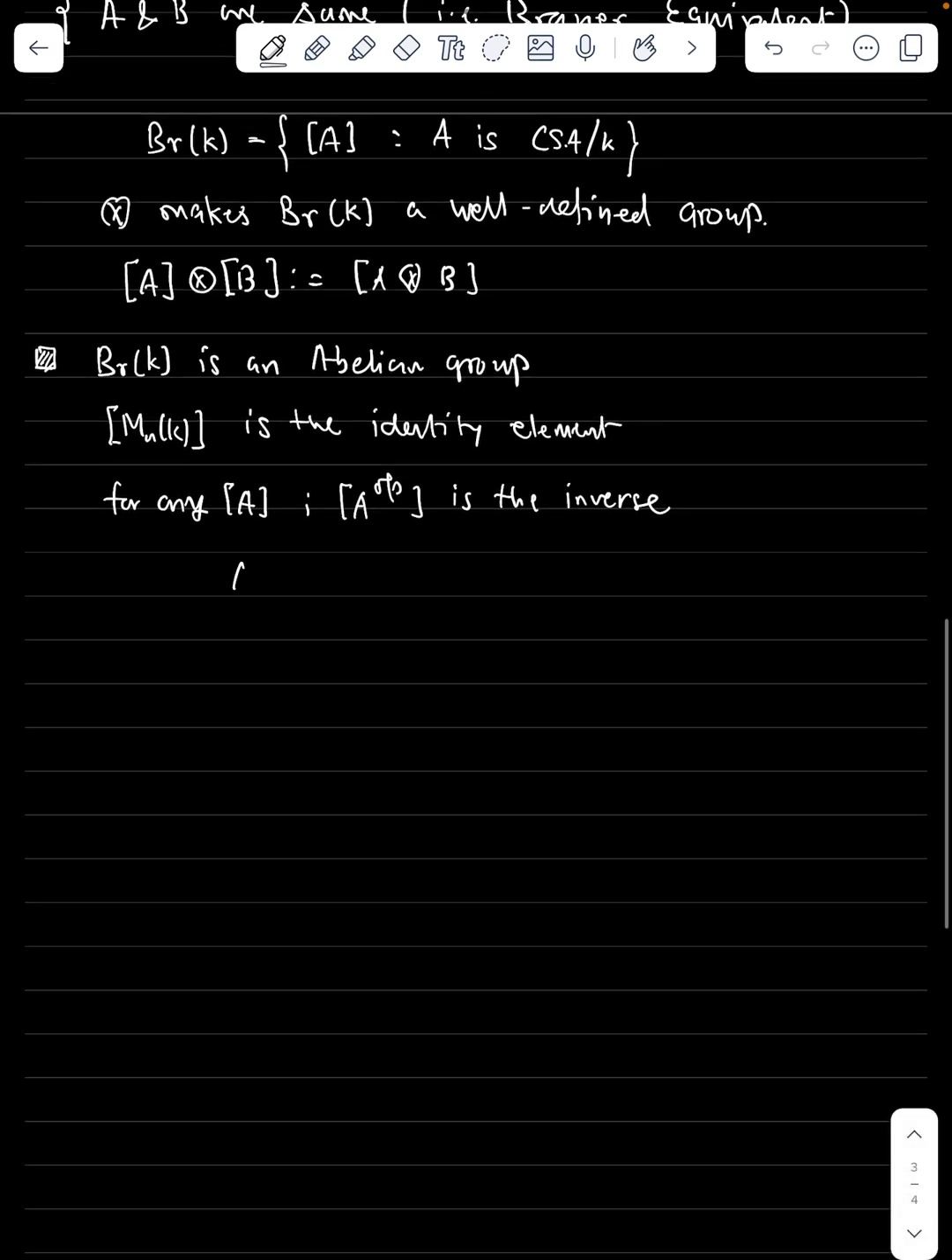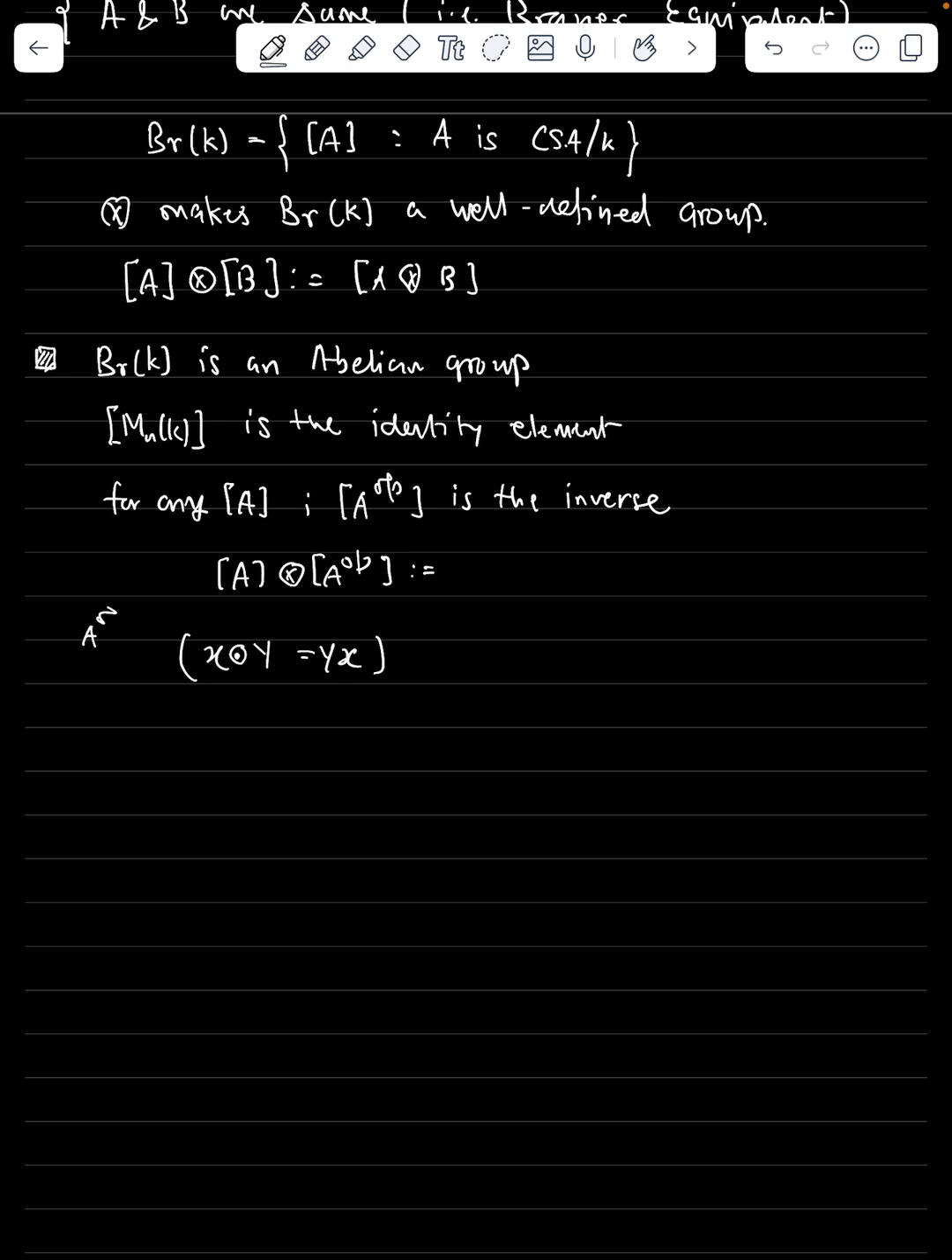And what does it mean? It means that you take A, tensor it with A-op, which means just the ring multiplication operation is reversed. It means in A-op you define the multiplication as x circle y is just yx. This is the operation in A-op. That's it. Nothing else. And you can check that this is equivalent to matrix algebra, meaning that A-op serves as the inverse of A. So these are some of the fundamental things.